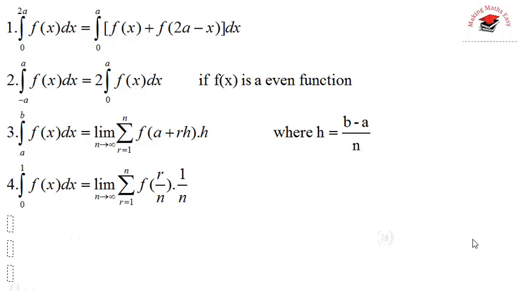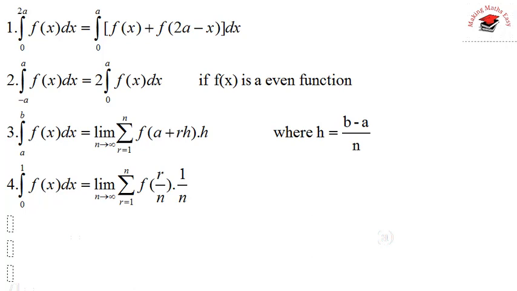So friends, our next theorem is integration of a to minus a f of x dx, which is equal to 2 times integration of a to 0 f of x dx, and this property is only applicable when f of x, the function of x, is an even function. This property is not applicable when the function of x is an odd function. If the function of x is an odd function, this integral is ultimately equal to 0. Means integration of a to minus a f of x dx is ultimately equal to 0.